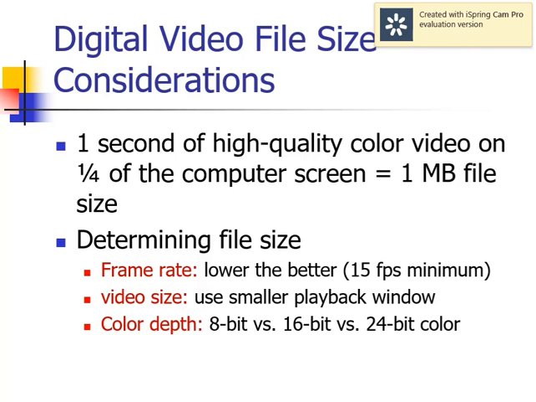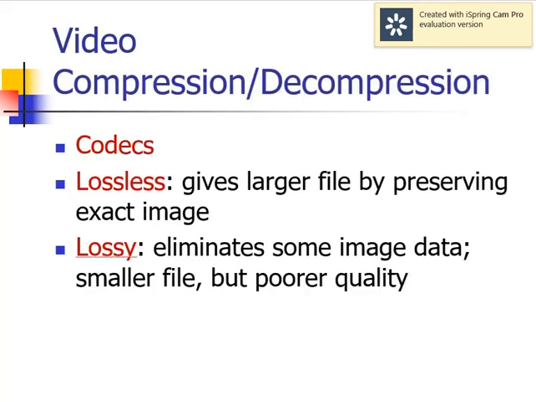So how do we determine the file size? First is the frame rate. The lower is the better. Usually we use 15 frames per second, FPS. The higher the frames per second, the larger the size of the video. And then the color depth. You need to choose lower bits.